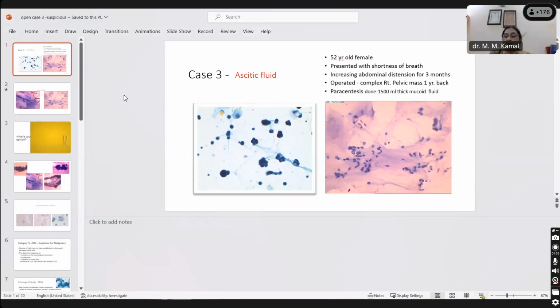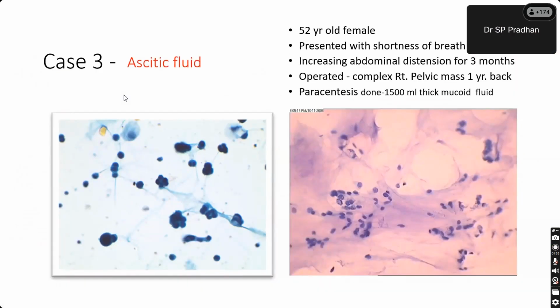Another important thing, madam: primary effusion lymphoma, which students should always know about. It is a rare type of lymphoma associated with HHV8. Usually this type of effusion we get in HIV positive cases.